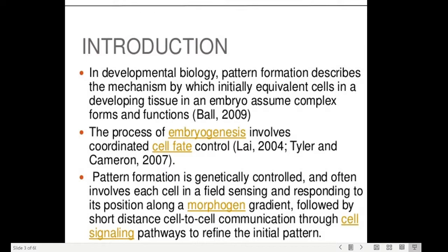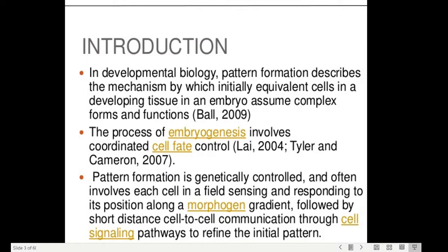The embryo can develop in various stages, develop into various cells. That is all cell fate control. I stress this word because in upcoming slides I am repeatedly including it, so I am telling it now.